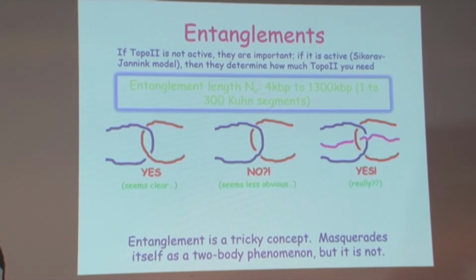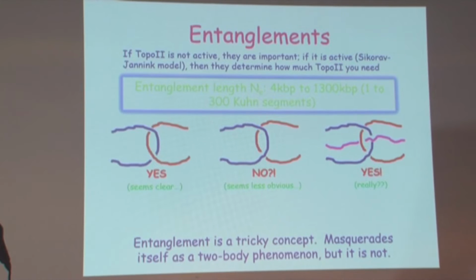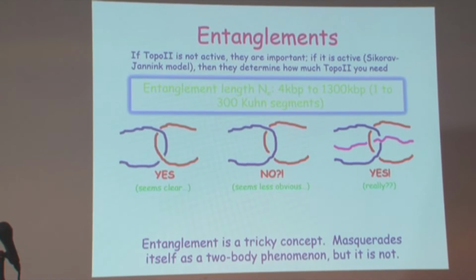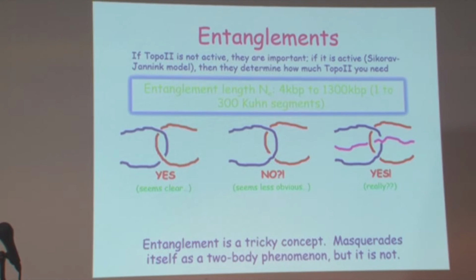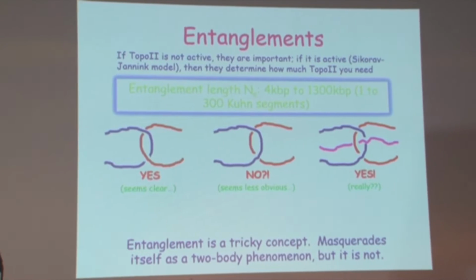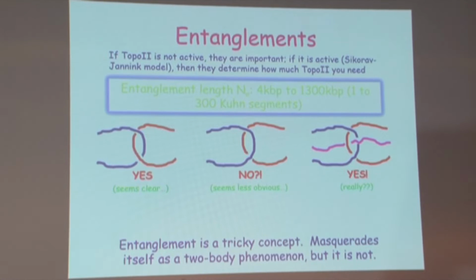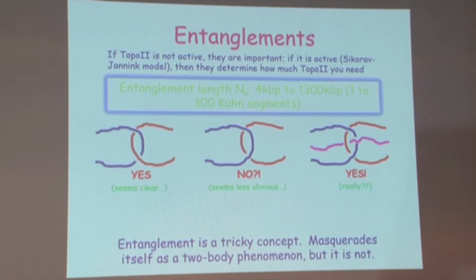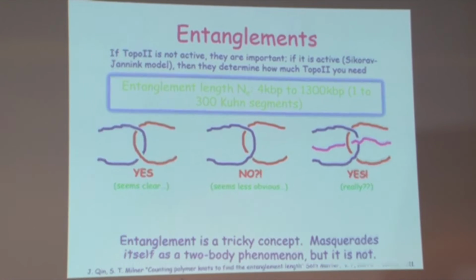And this is a very important quantity, because if you believe that you have many topoisomerase enzymes, and they act very actively and they are productive, as in the famous Sikorav and Jannink model, then you may want to know how many of them you need and how many of them work. On the other hand, if you believe that they are not very active and you have topologically constrained polymers, then its properties, such as the ones which you referred to at the end of your talk, are controlled by this parameter.